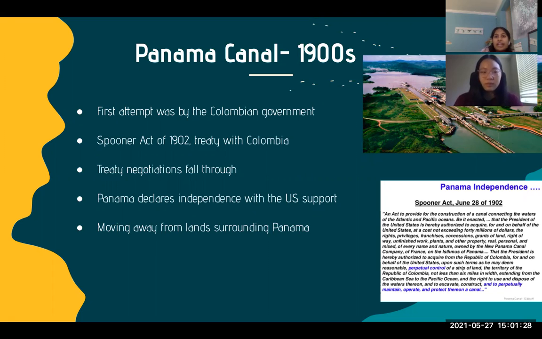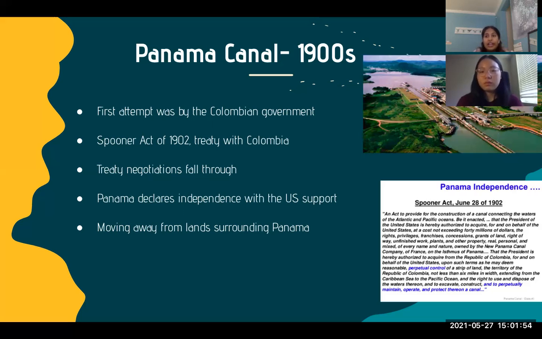But his ideas towards the engineering of the canal weren't taken into consideration, and therefore the building of the canal ended up being very time consuming and very slow. The US then came forward with the Spooner Act in 1902, which would purchase the French company should they achieve peaceful negotiations with Colombia. However, these negotiations soon started to fall through, and Panama took this as an opportunity to declare its independence from Colombia with the support of the US.